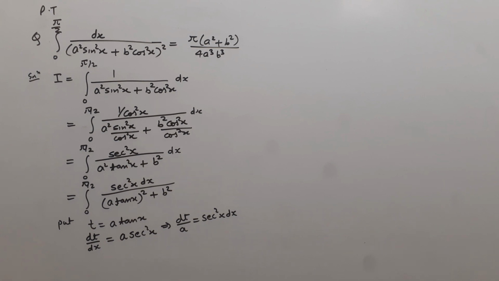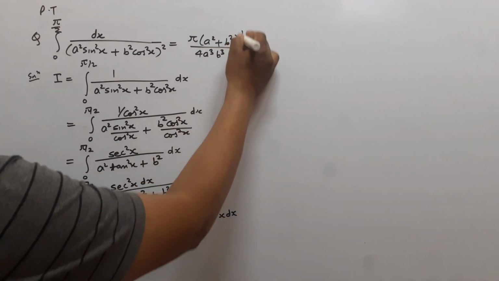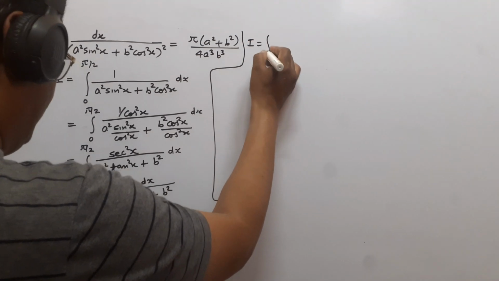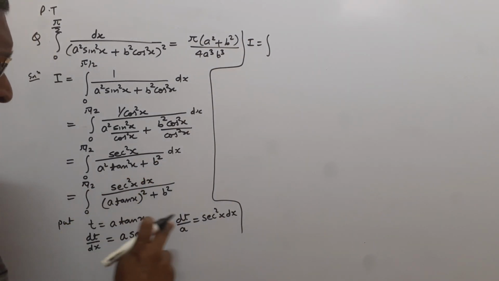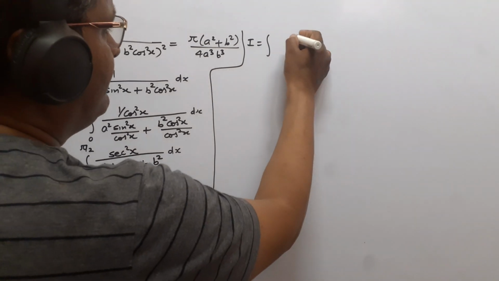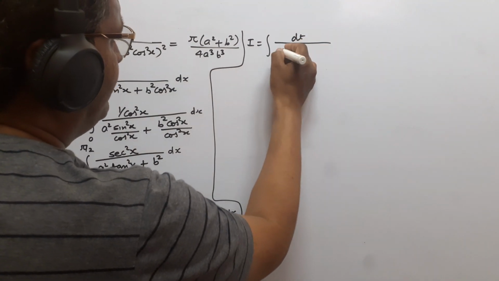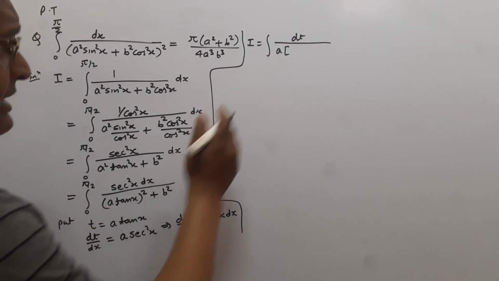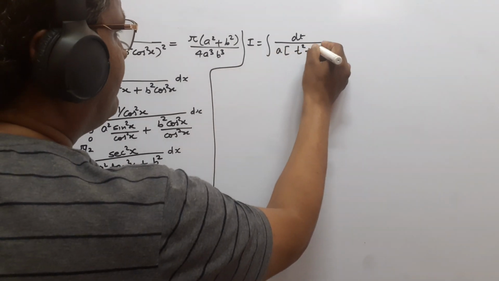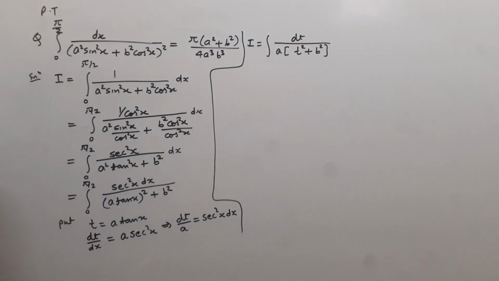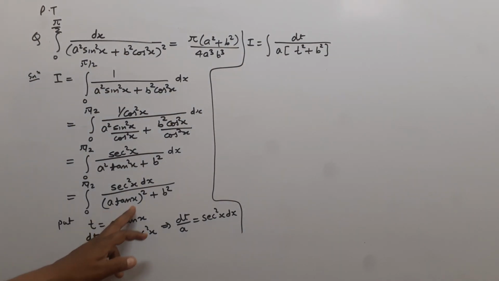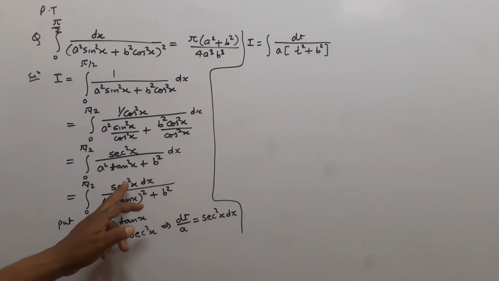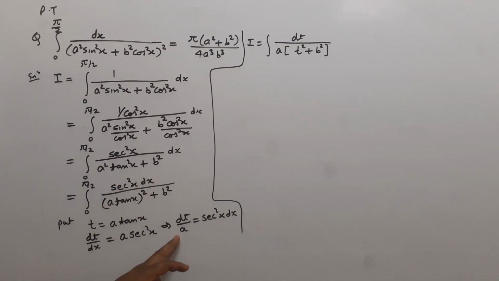So in the above integral I, we put the value of sec square x dx, that is dt upon a. So dt upon a here, and in place of a tan x we put t, so this becomes t square plus b square. In place of sec square x dx we put dt by a.